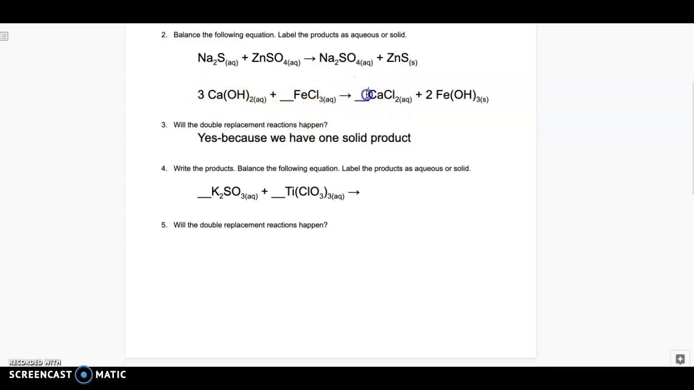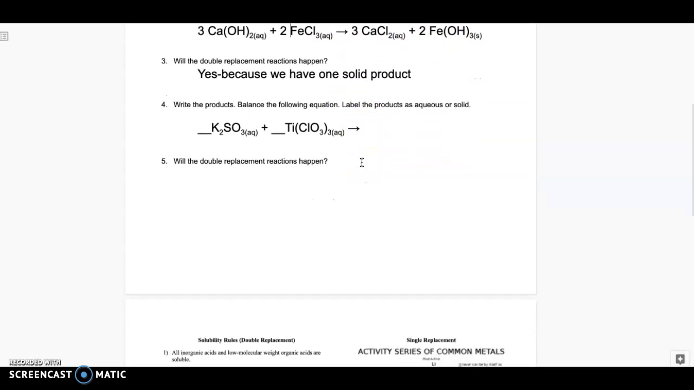That gives me 3 Cas, so I need a 3 on this side. It gives me 6 Cls, so I need a 2 here. Oops. Gives me 2 irons, so then we're good. All right. Now, this is a good review for our predicting products part.